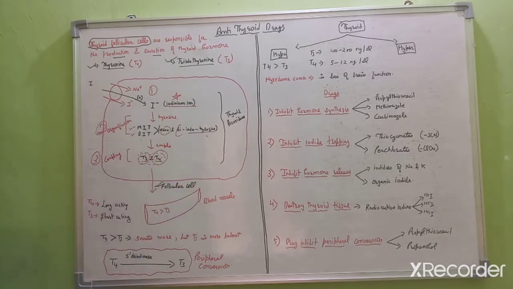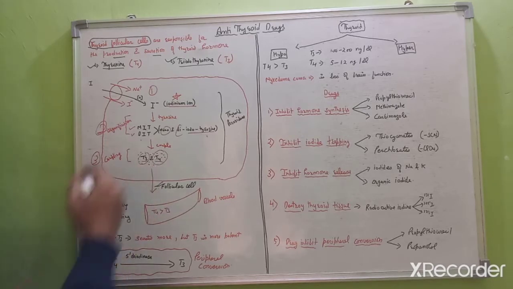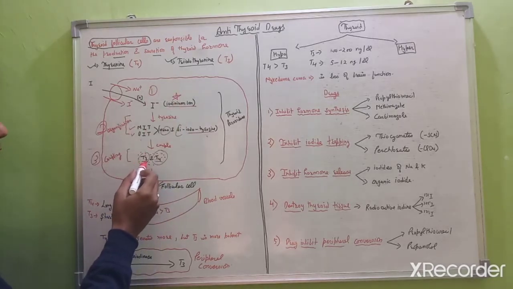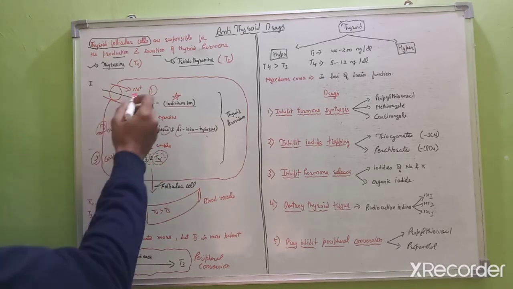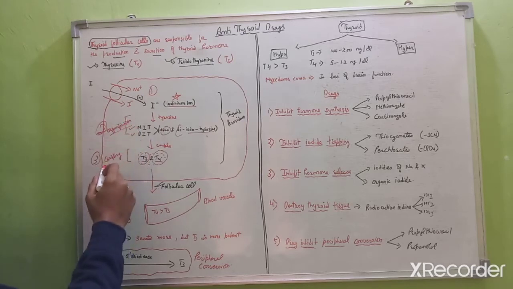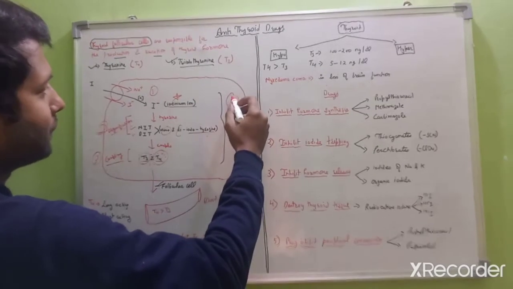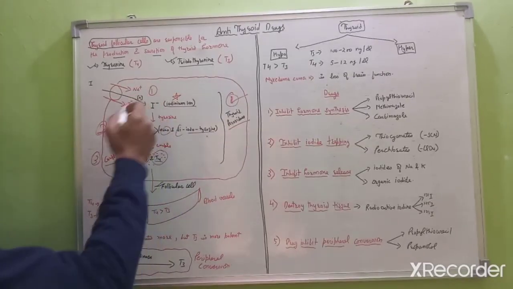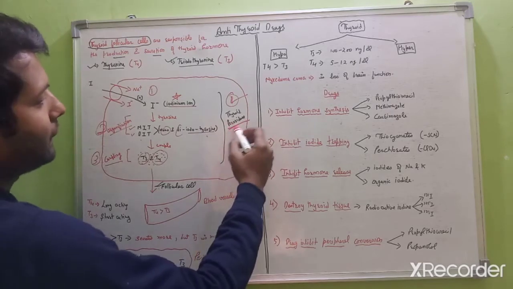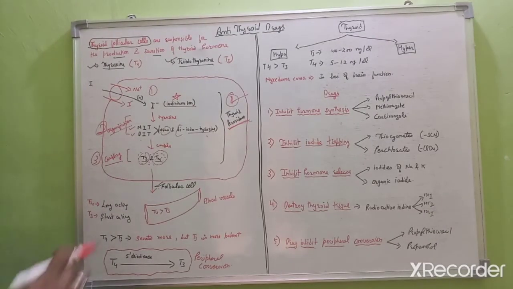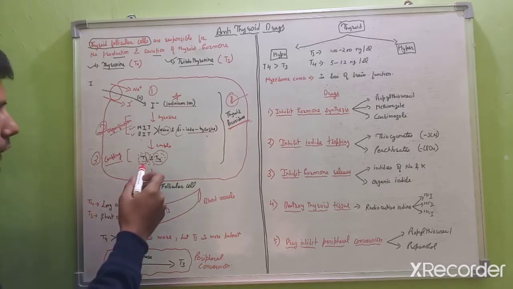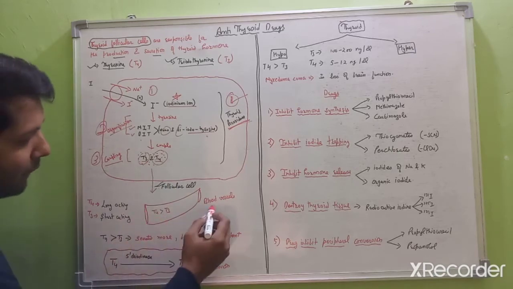So here three reactions occur for the formation of T3 and T4. The first one is oxidation, the second one is organification, the third one is coupling. All three reactions are catalyzed by one enzyme, known as thyroid peroxidase. When T3 and T4 are stored in the colloid, then from the pituitary, TSH will come, and it will release the T3 and T4 into the blood vessels.